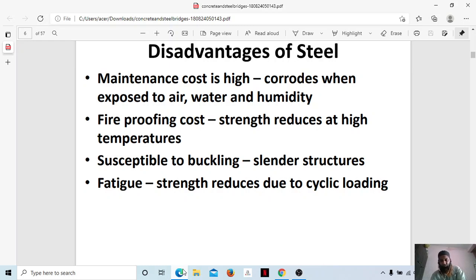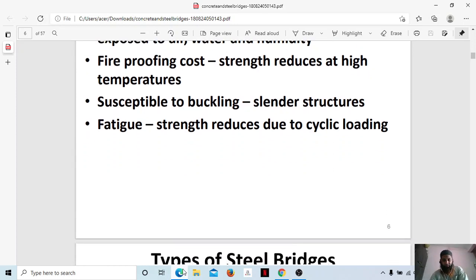Fatigue strength reduces due to cyclic loading. Cyclic loading is continuous loading, one after the other. Because of that, there are chances of the strength getting reduced one after the other.